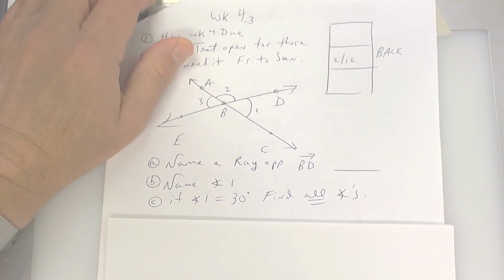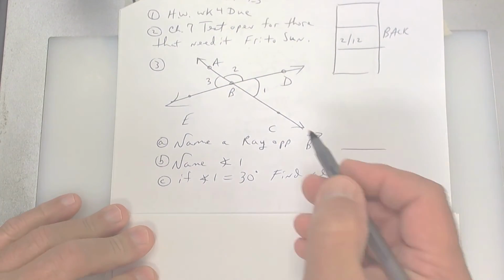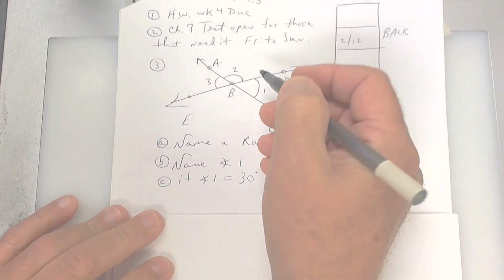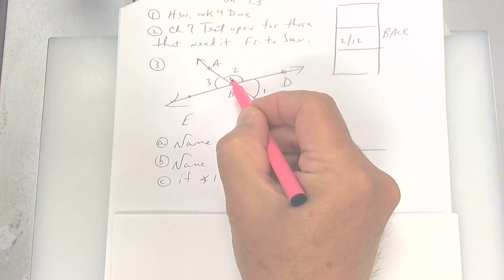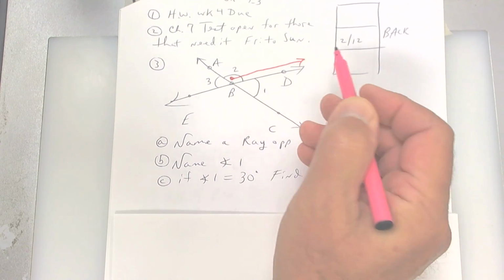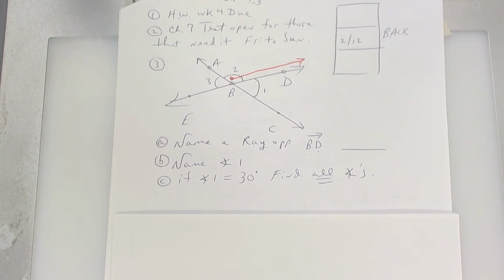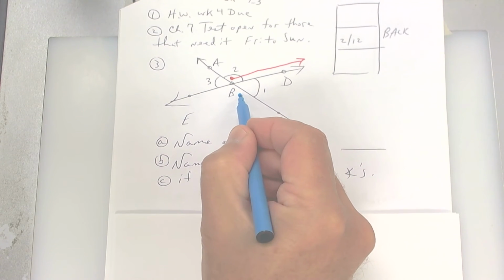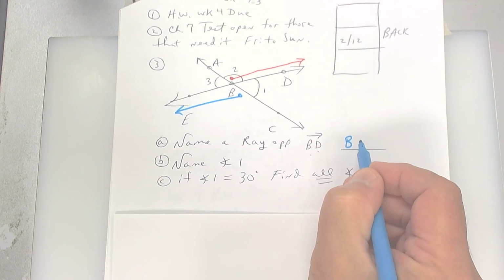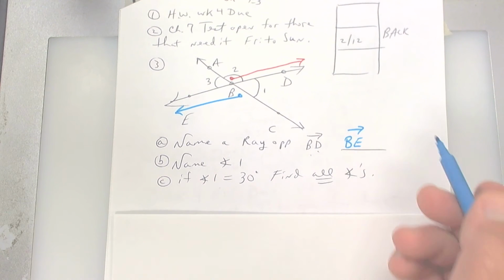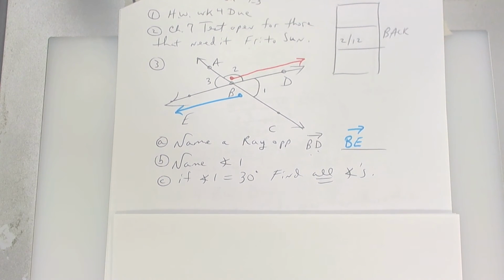All right, look here. It says name a ray opposite to BD. Well, BD starts here and goes this way. So that's the ray. So the opposite ray will start at the same point and go from B to E. Make sure you know that it's ray BE. And the endpoint comes first. Even though it might look weird to you, that's the way it is.